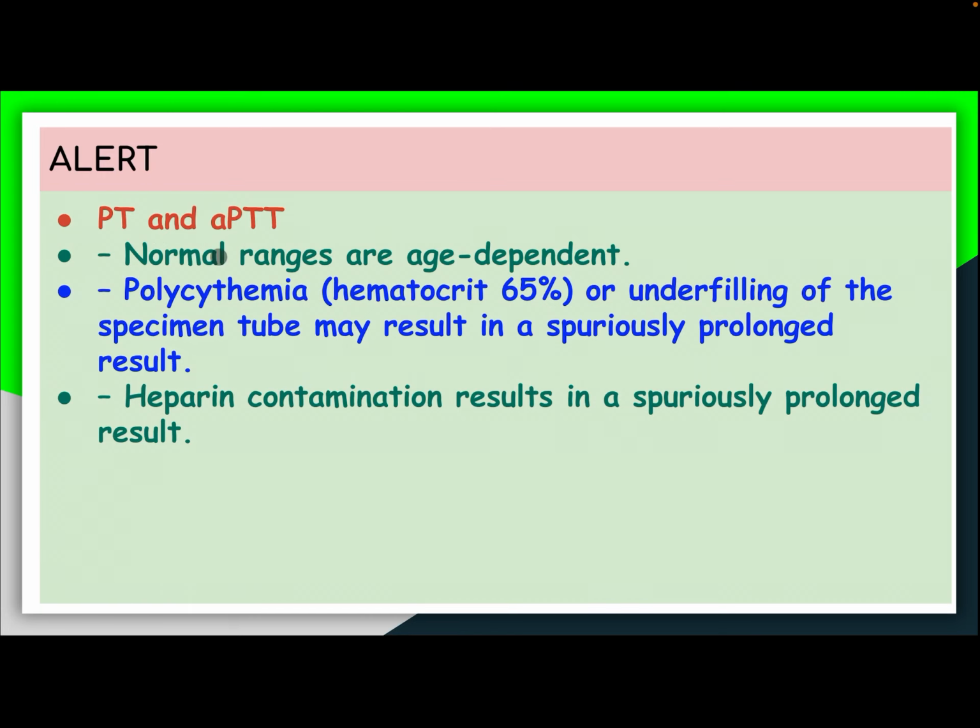PT and PTT normal ranges are age dependent, so be careful. Polycythemia, hematocrit 65 or more, and underfilling of the specimen tube may result in spuriously prolonged results. Heparin contamination also results in a spuriously prolonged result.